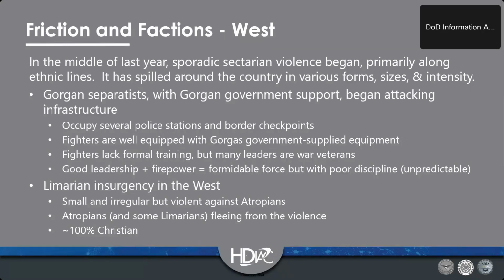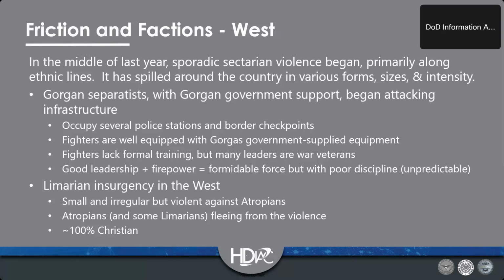So out in the West, Georgia separatists, with government support, began attacking some of the infrastructure, occupying police stations, border checkpoints. So you had these well-equipped fighters who lacked formal training, but many in their leadership corps are war veterans. So although the fighters on the ground don't necessarily have spectacular training, they are knit together with a core of people who have some military training and experience. So that leads to a formidable force, but with poor discipline, which is leading to unpredictability.